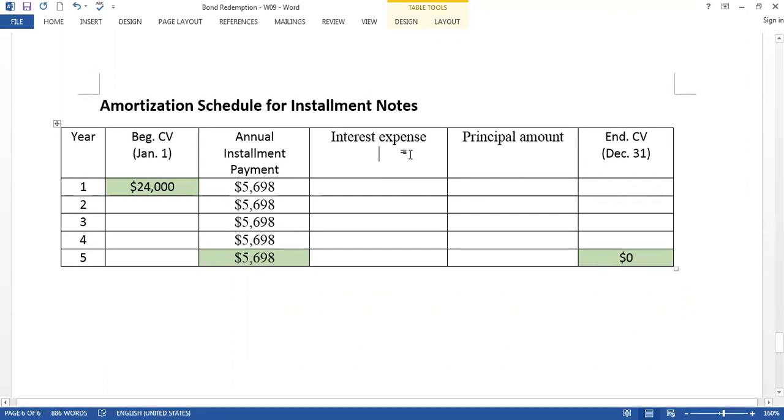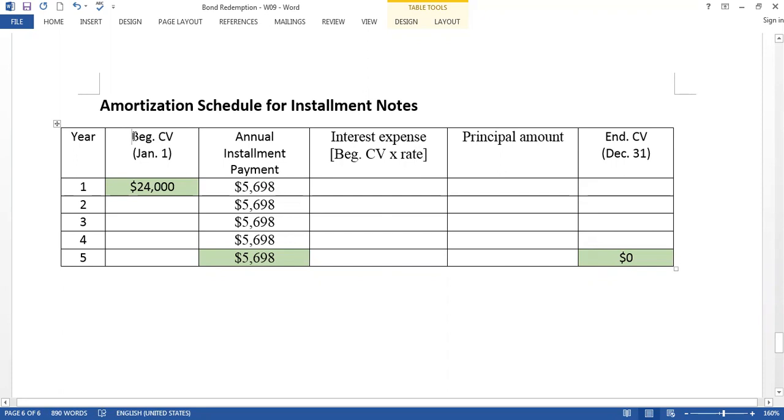The formula is beginning carrying value times rate. This is the formula to calculate the interest expense. Clear? So this is the total amount. If you pay interest expense, the remaining is the principal amount, right?